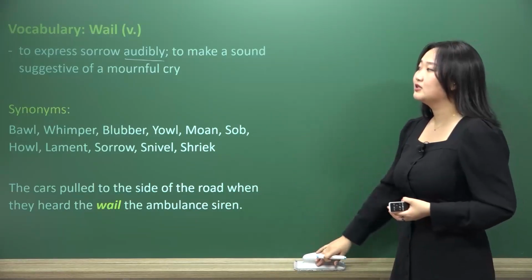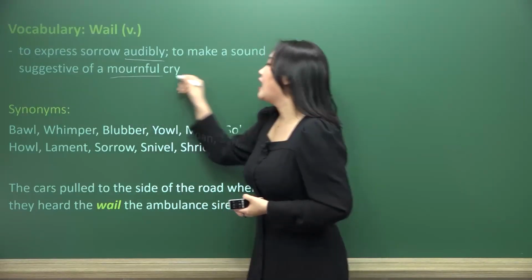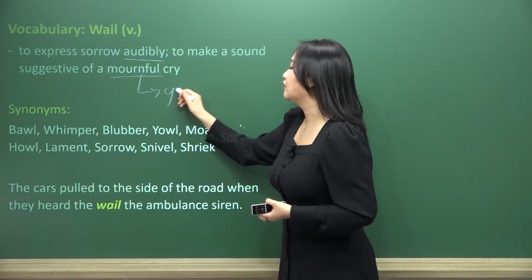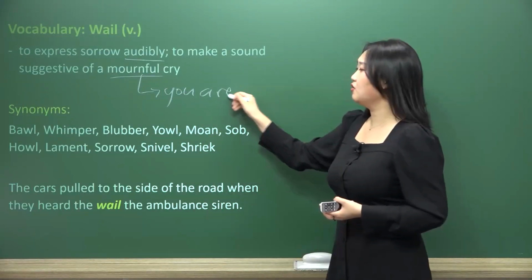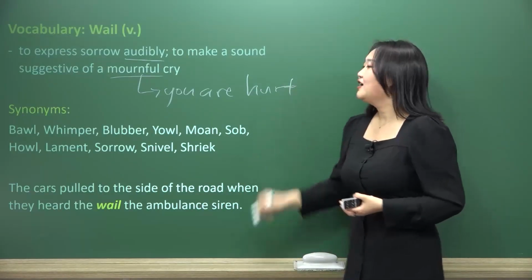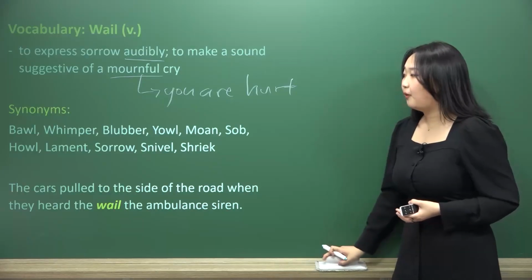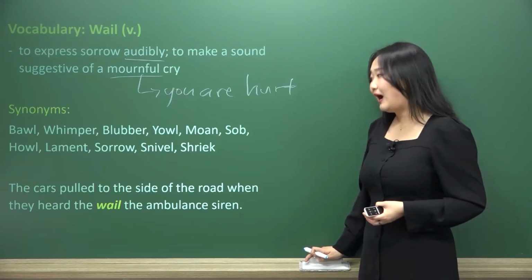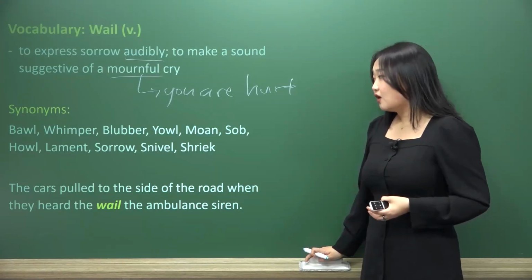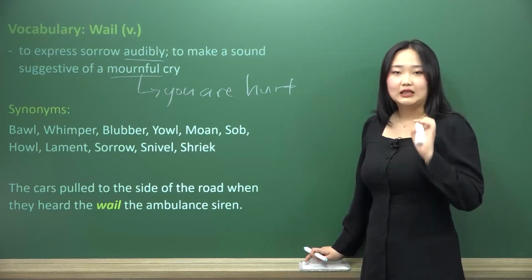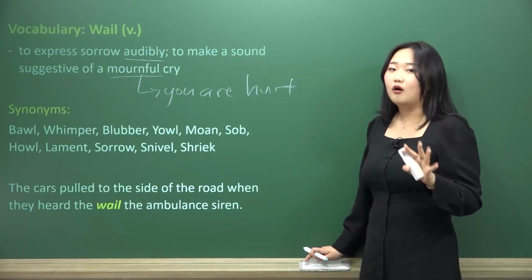Also, to make a sound suggestive of a mournful cry. A mournful cry meaning somebody has passed on, you are feeling hurt. And so, when you are wailing, please, I hope you're okay. Synonyms here can be bawl, whimper, blubber, yowl, moan, sob, howl, lament, sorrow, snivel, or shriek. Again, lots of different words, all with wrong connotations.